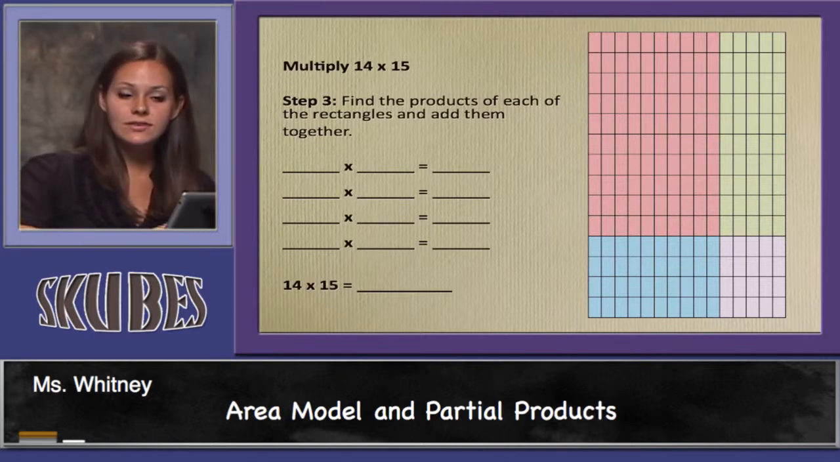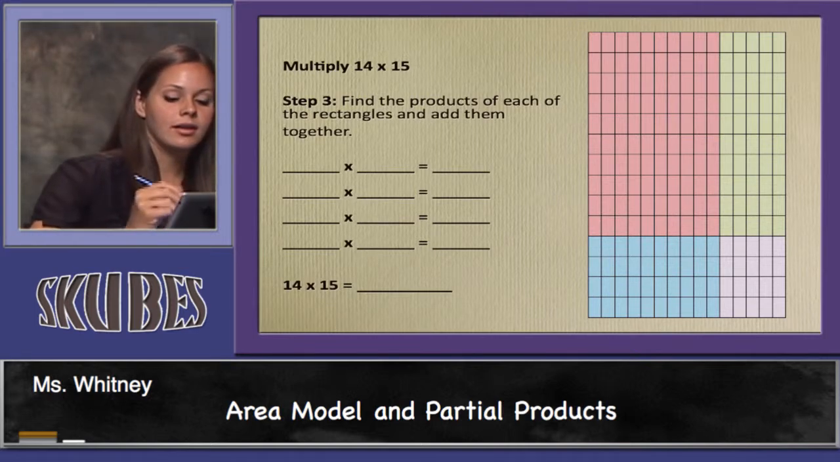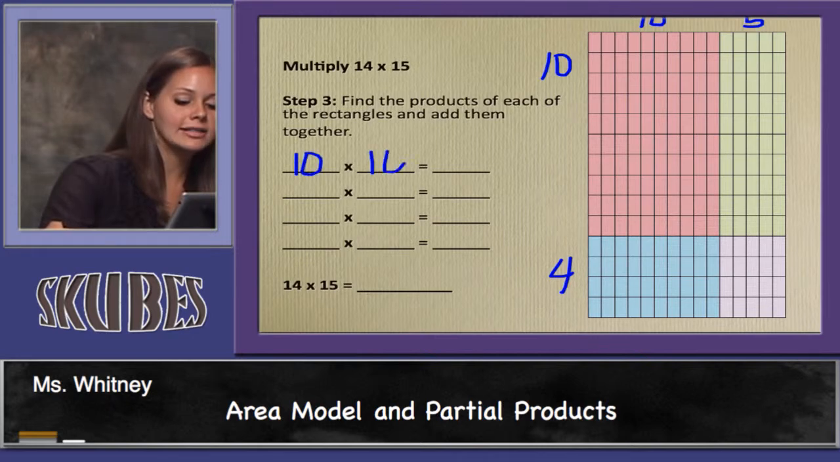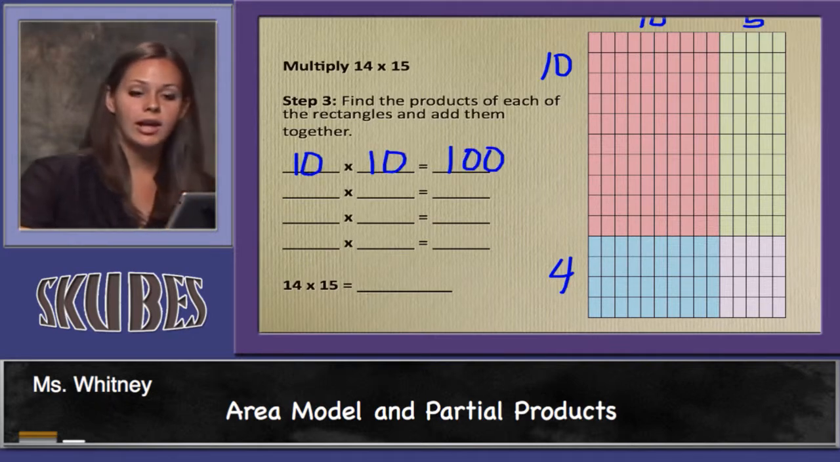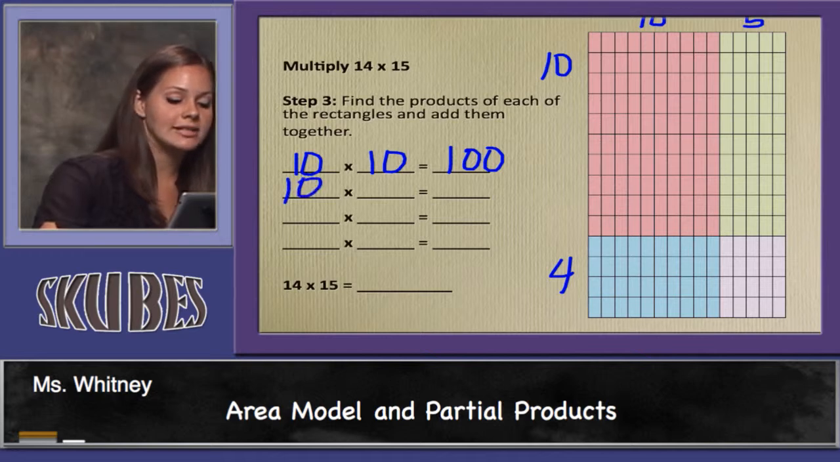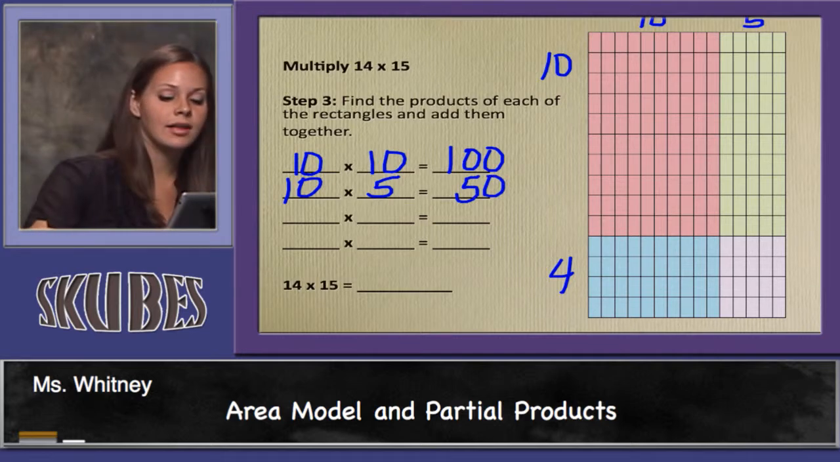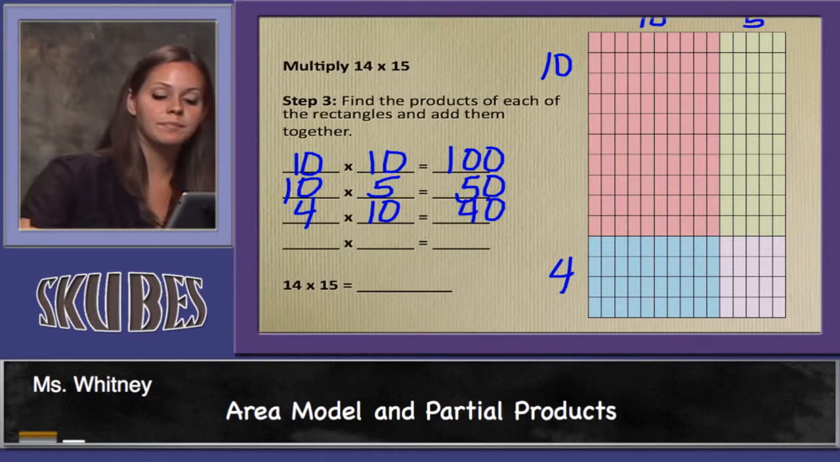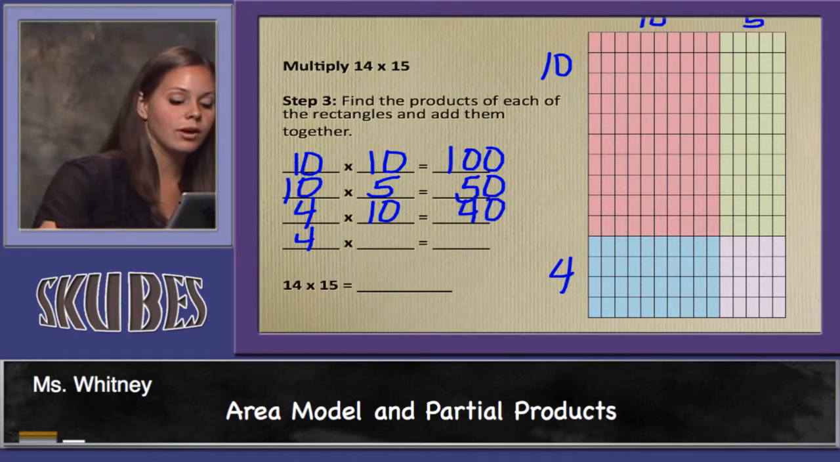Now let's find the products of each of the rectangles and add them together. We have 10 plus 4 to make 14, and 10 plus 5 to make 15. We'll start by multiplying 10 times 10 and get 100. Next, we'll multiply 10 times 5 to make 50. Then we'll multiply 4 times 10 to make 40. And last, we'll multiply 4 times 5 to get 20.